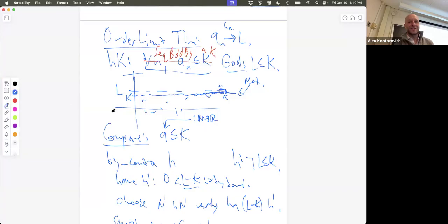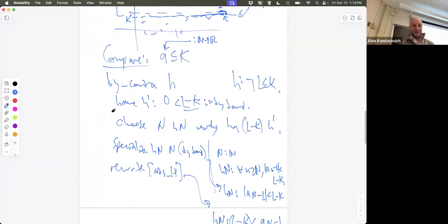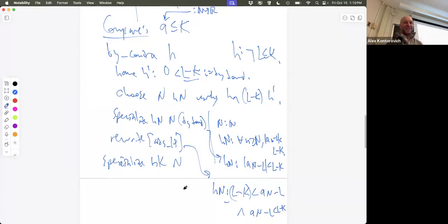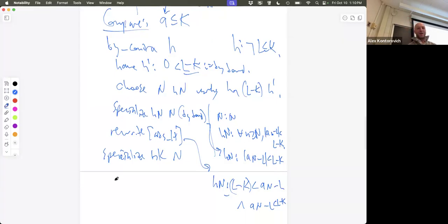So go ahead, Jeffrey. First, specialize. Exactly. Specialize HK to what value of capital N? I mean, I'll give it away: with little n equal to capital N. And now we're done. It's linear arithmetic, using HK together with HN.1. It'll be able to do it. Let's do it together.